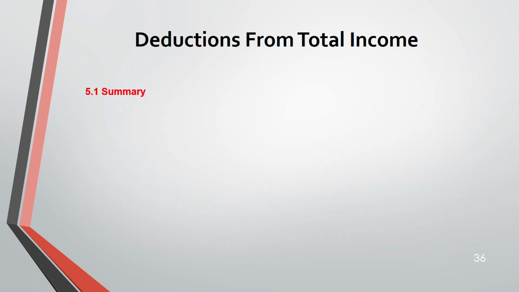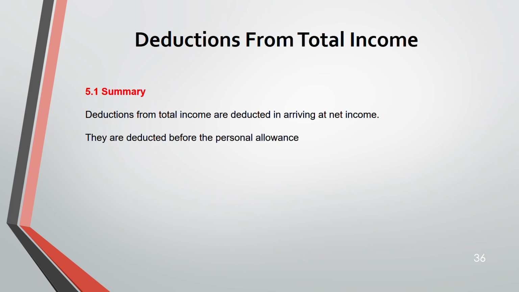Now deductions from total income, the fifth part of this lecture. So deductions from total income. These are the things that you can deduct from total income, okay, to arrive at net income. And they are deducted before personal allowance. Now in tax, you should always remember the order of deductions. What needs to be deducted before what.